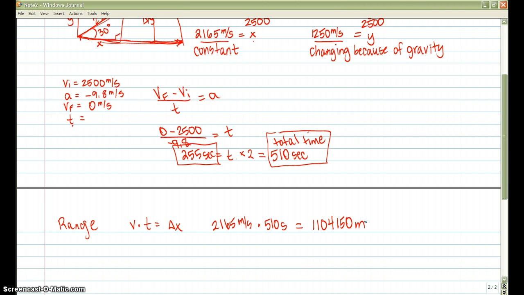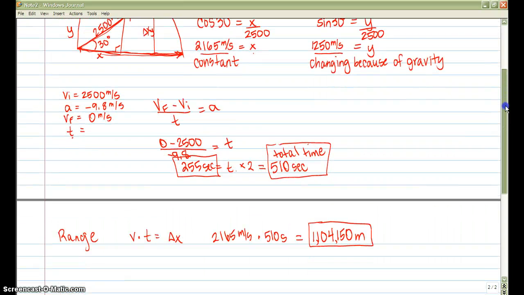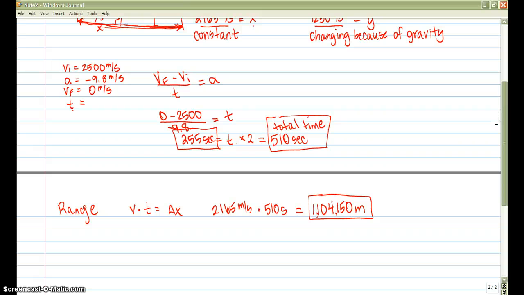All right, so there's our range. I'll put my little commas in here. That's the range that this object is going to travel. That's quite a long distance. But remember, it is going really fast, 2,500 meters per second. So it should be quite a large distance that it should be traveling.